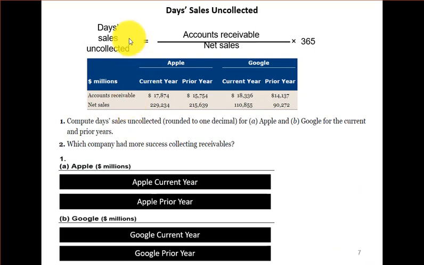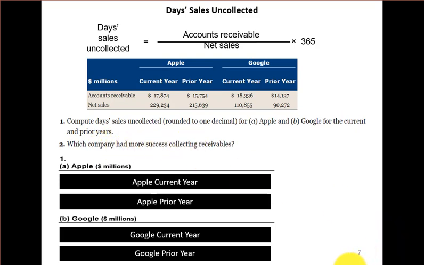We've got days sales uncollected for 2 real live companies, Apple and Google. And here's their information. And we know their formula, right? Accounts receivable divided by net sales, all of that times 365. They gave us all the information for the prior and current year for Apple and Google. The first thing we'll do is compute days sales uncollected for Apple and for Google for current and prior years, and then answer the question, which company had more success collecting receivables?